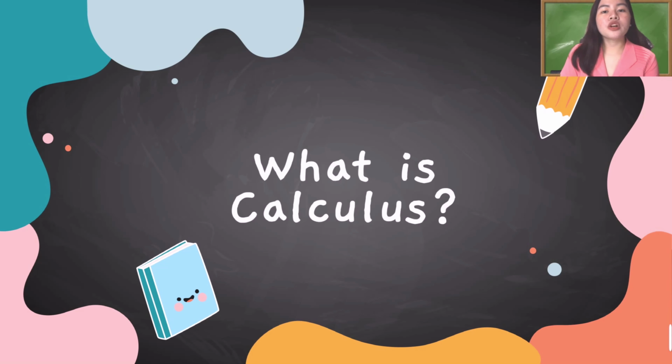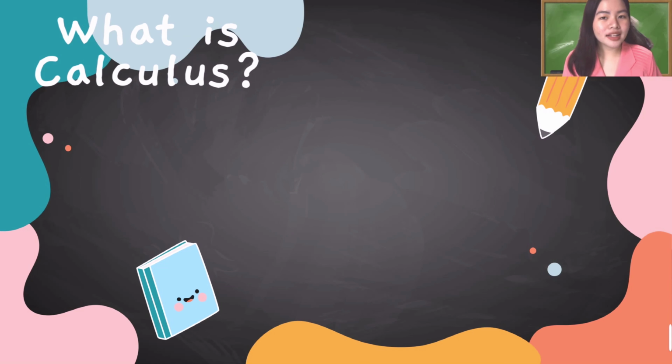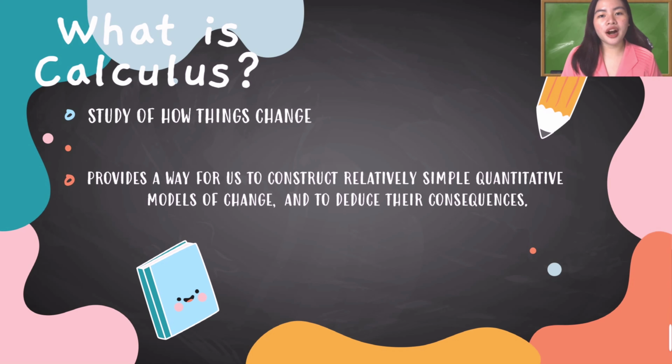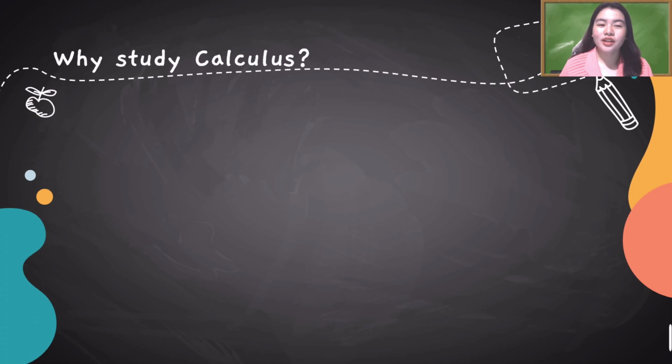First, we need to understand what is calculus. Calculus is the study of how things change. It provides a way for us to construct relatively simple quantitative models of change and how to deduce their consequences. Calculus, by giving professionals and you the ability to create and control systems, gives us extraordinary power over the material world. But why is there a need for us to study calculus?